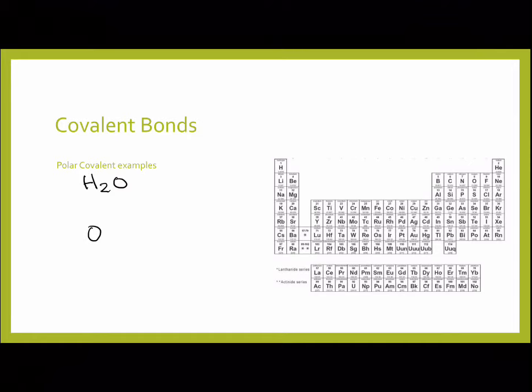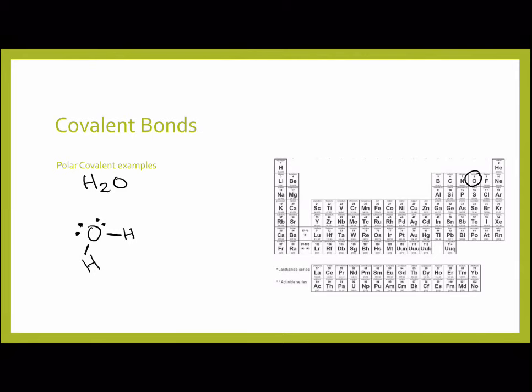So we have our oxygen and our 2 hydrogens. Oxygen has 6 electrons, hydrogen has 1. And so we draw our bonds between the oxygen and each hydrogen. Our hydrogens now have a full shell because they can only have 2. And then we have 4 extra electrons that would go around the oxygen.